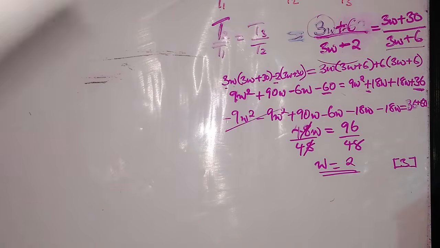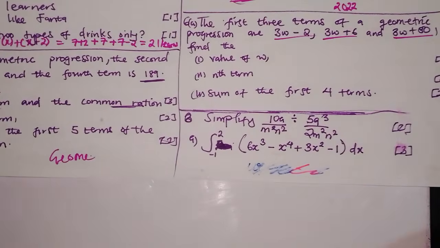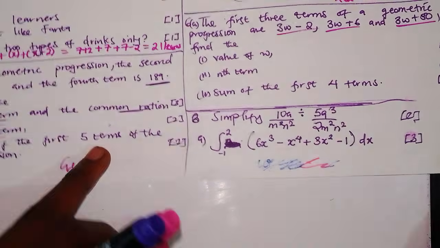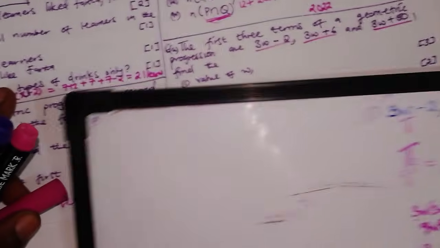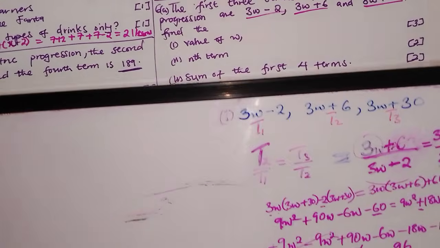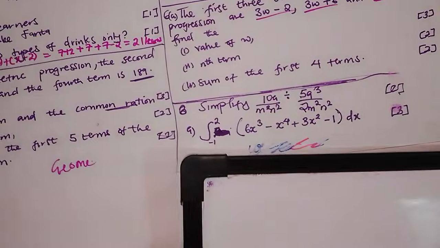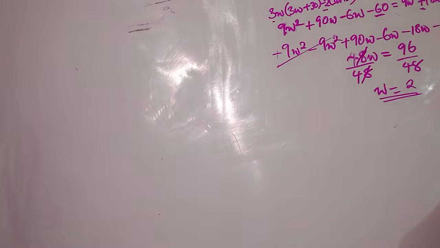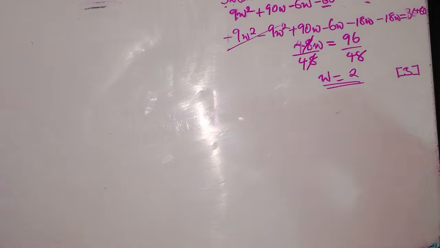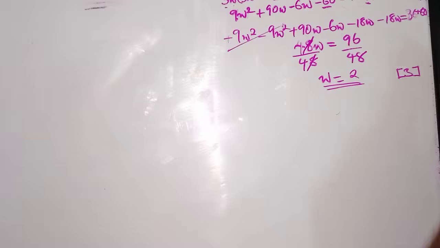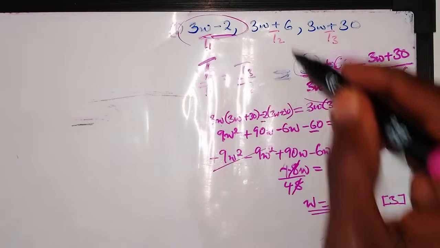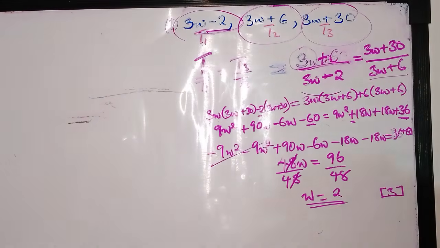So the next question is: find the nth term. The second question was quite simple. How can you find the nth term? The nth term is basically the formula which they want. So how can you calculate the formula? Before calculating the formula, first you need to find out the meaning of these numbers: 3W, 3W, 3W.